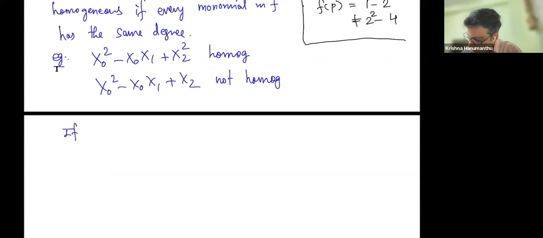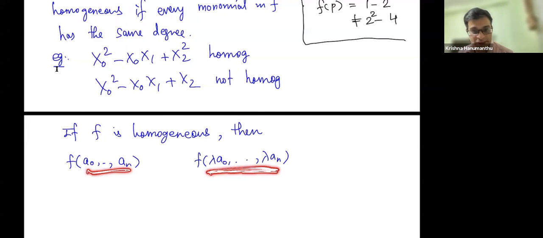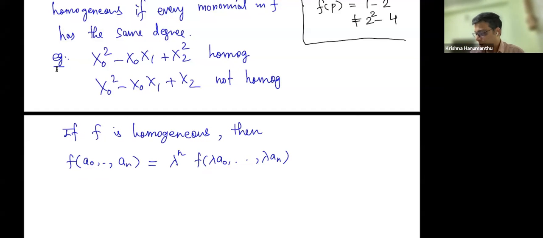The first point is, if f is homogeneous, then what we notice is f of (a0, ..., an) on the one hand, and f of (lambda a0, ..., lambda an). Remember that these two are the same point in projective space. So we need the value of f to be related. We don't quite get equality. We will never get equality. But because of homogeneity, we can pull out, let's say, of degree d, the dth power of the scalar here.